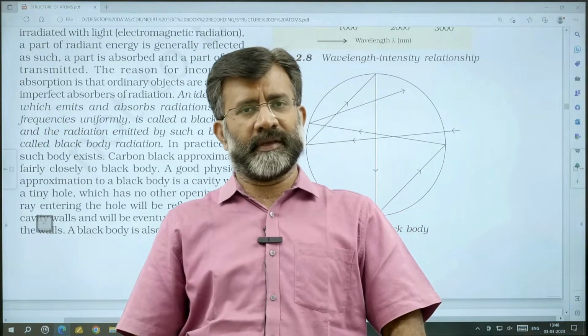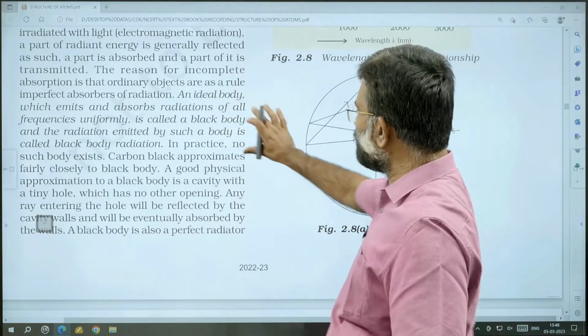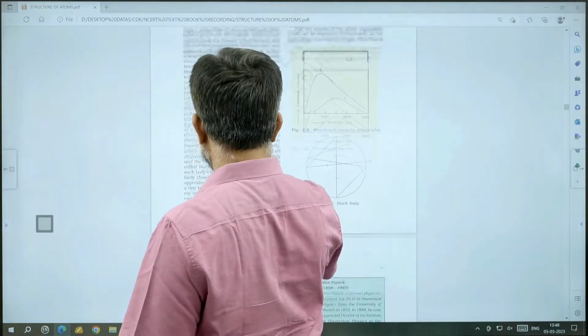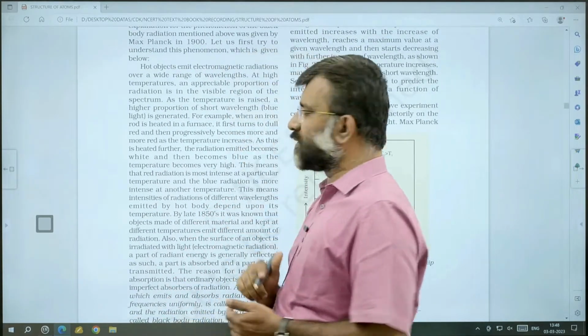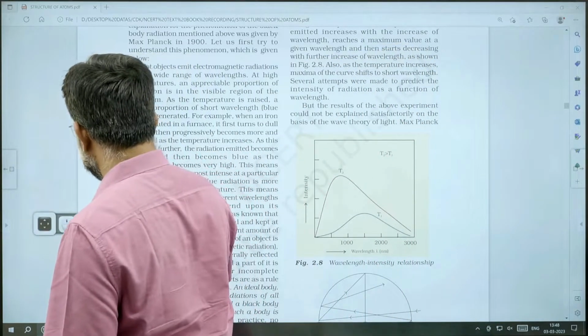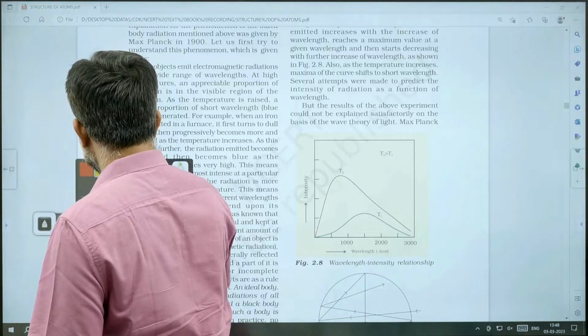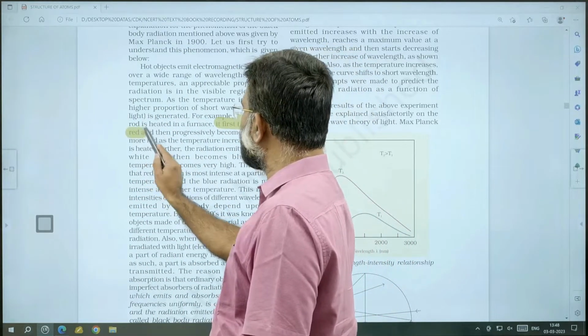The black body radiation experiment is done, and some observations are given here. Hope you remember that explanation. When an iron rod is heated in a furnace, you see what is happening. First it turned dull red.